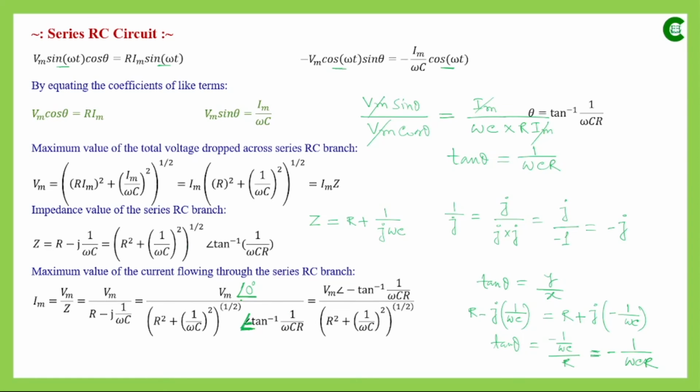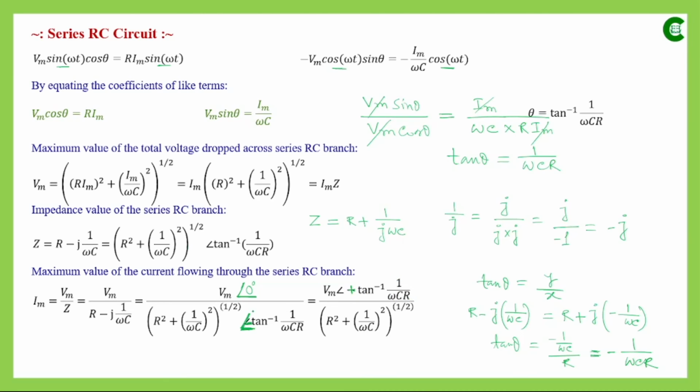Now in the numerator we have 0 degree, and in the denominator we have minus tan inverse 1 by omega CR, a negative angle. And we know in case of division between two polar values, the angles are simply subtracted. So it will be 0 minus minus tan inverse 1 by omega CR. So minus minus, finally it will be plus. So the angle of this current or maximum current will be plus tan inverse 1 by omega CR.